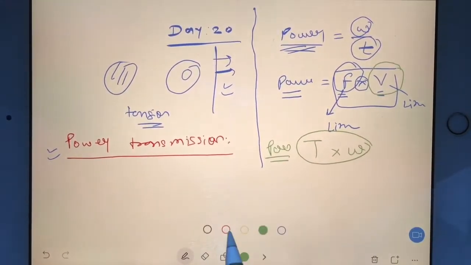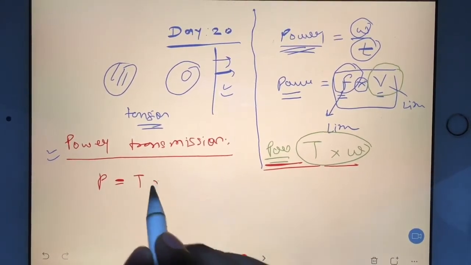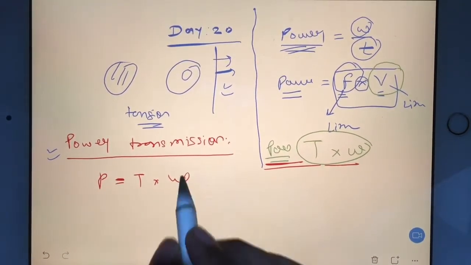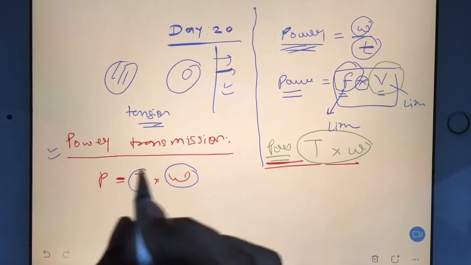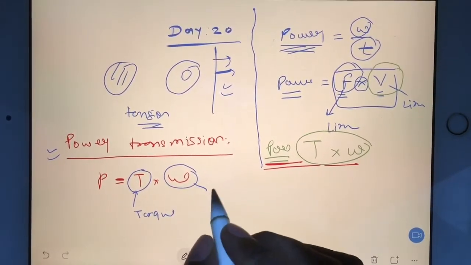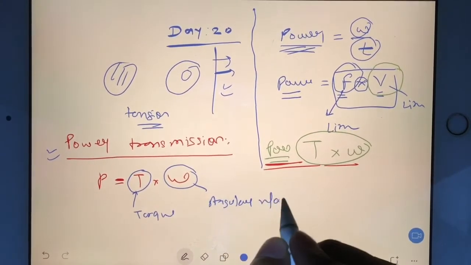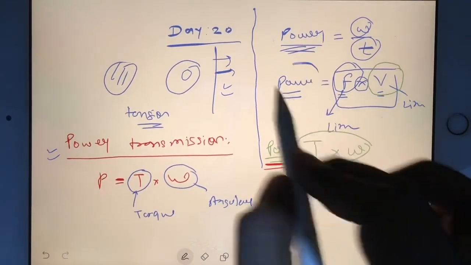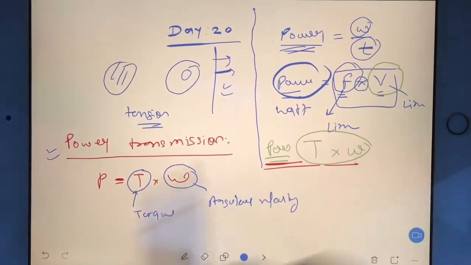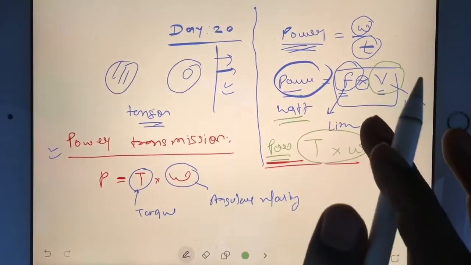Okay, and this power you can clearly understand, P is equal to T into ω, or you can say omega. What is T here? T is the torque. What is ω here? Omega is the angular velocity. What is the unit of power? Watt. Now how is this important in aircraft structure?